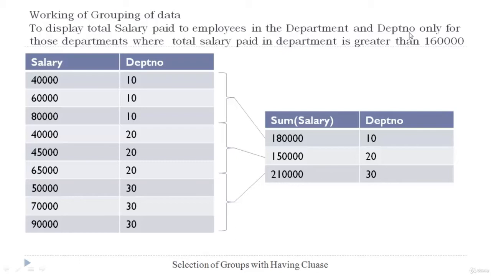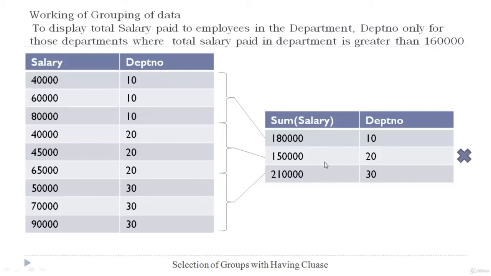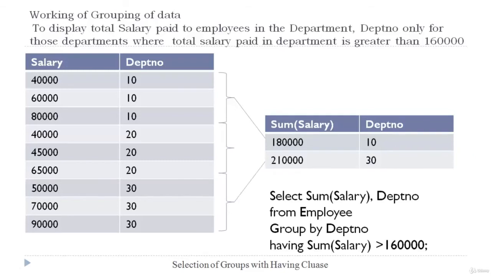Now let us extend this operation to display total salary paid to employees in the department and department number only for those departments where total salary paid in the department is greater than 1,60,000. In this case, after making the groups, we have to select only those groups of department number where total salary is more than 1,60,000. It means we have to discard this group. And in order to discard this group, we have to use having clause of select statement as shown here.